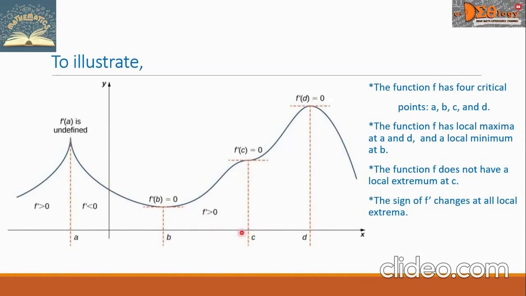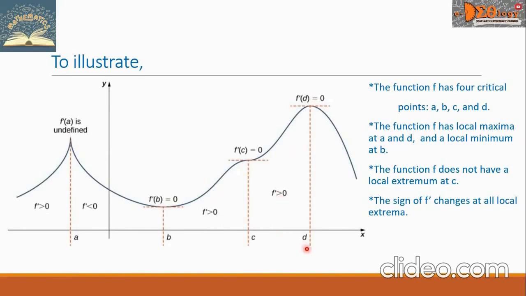Let us consider the point C. On the left side of point C, the graph is increasing, and we say that the derivative is positive. While the right side of C, the graph is again increasing, and we know that the derivative is positive in here. So at point C, the sign of the derivatives remains the same.